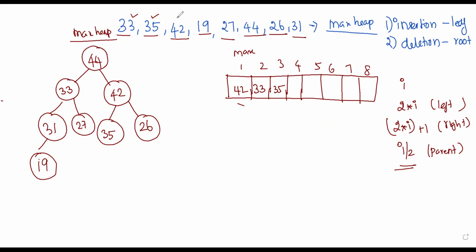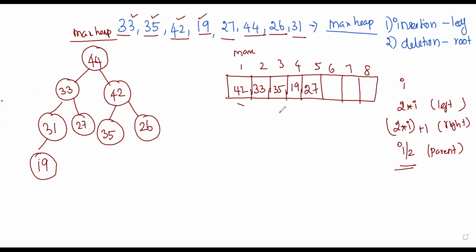The next element to be inserted is 19. 19 is at the fourth position, so i is equal to 4. 4 by 2 is 2, so the second position element is its parent. So 39 and 19 are compared. This is the parent and this is the child. The child is compared with its parent. If the child has a greater value than its parent, swap it. If not, leave it. So it is okay because the child has the lesser value. So don't swap.